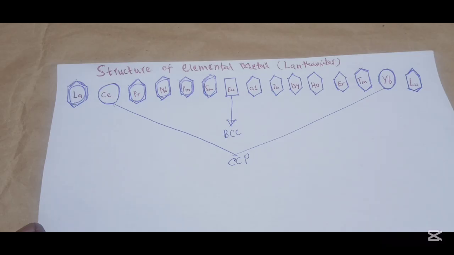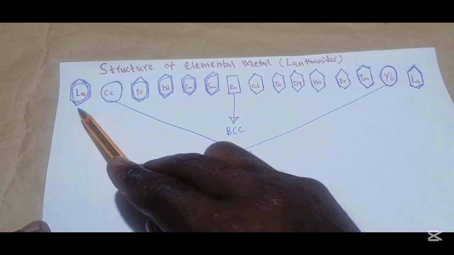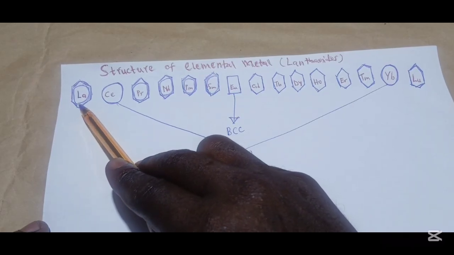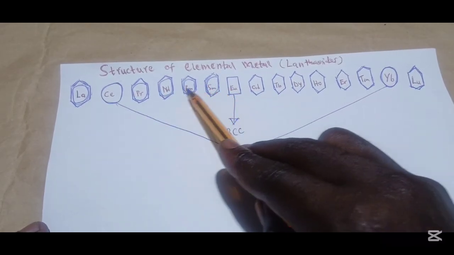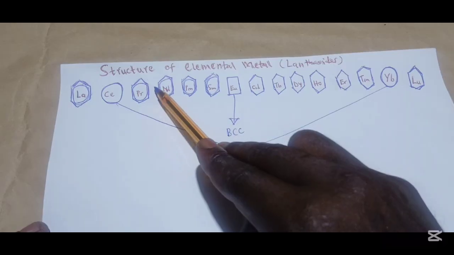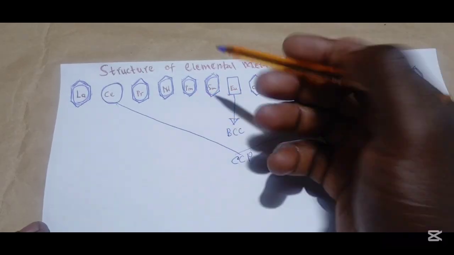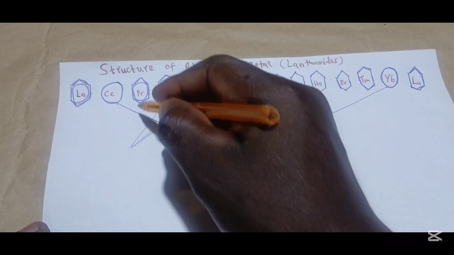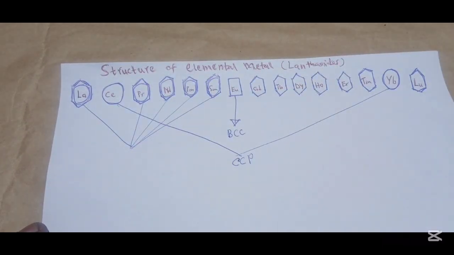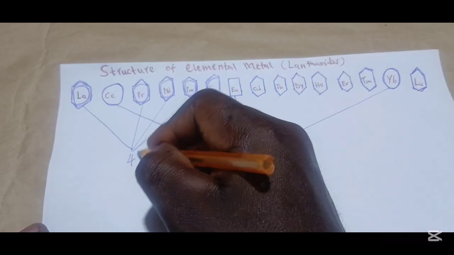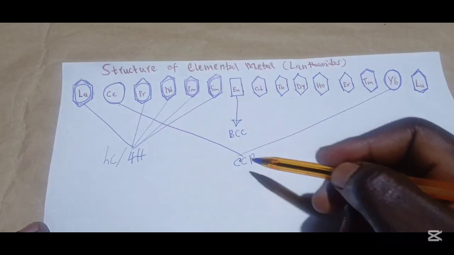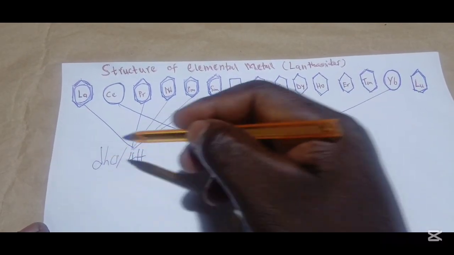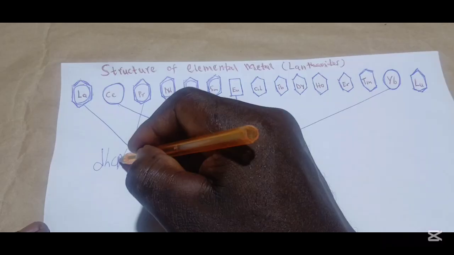So which one next? We are left with the remaining ones, from lanthanum, La, to europium. You will see that they have the same structure: the first, then third, fourth, fifth, sixth. And what is that structure? It's DHCP, right? Sometimes you won't see DHCP, but you see double hexagonal close packing.